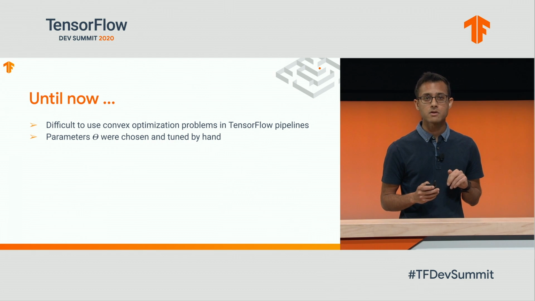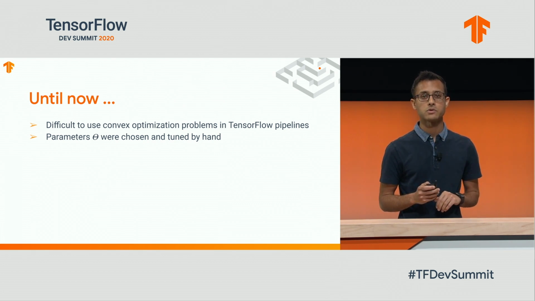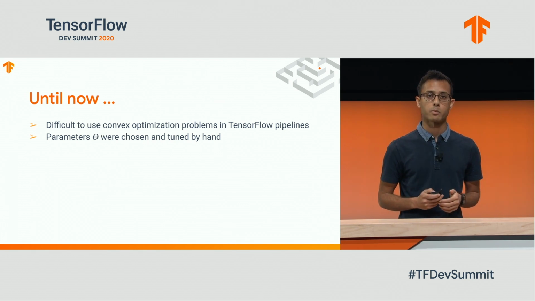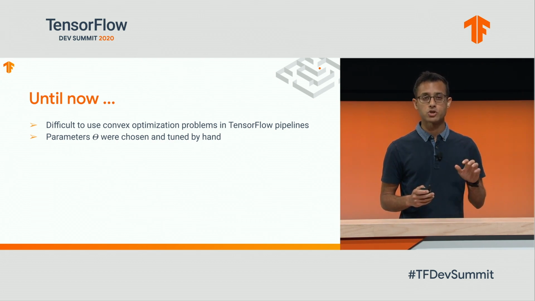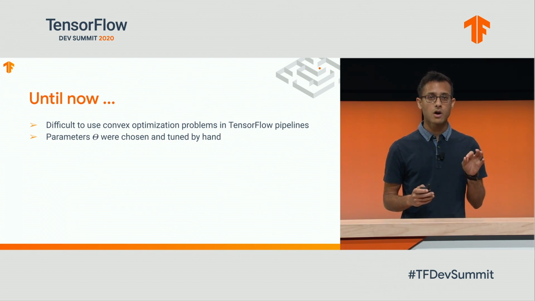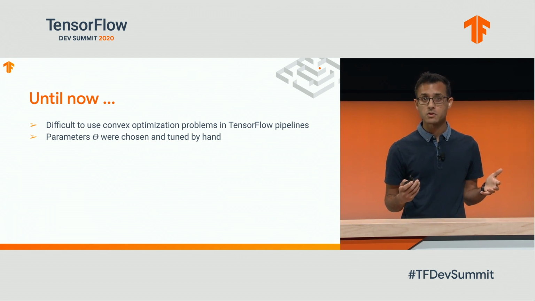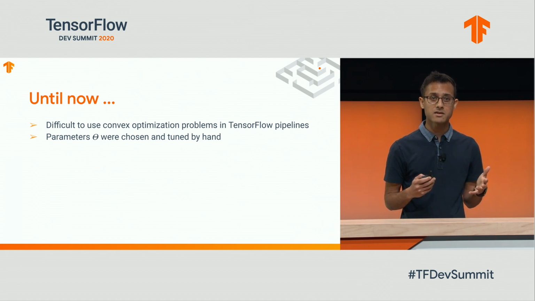Until now, it was very difficult, if not impossible, to use convex optimization problems in TensorFlow pipelines. And as a result, the parameters theta in the optimization problem were chosen and tuned by hand. So this means that the structure of the problem was often painstakingly crafted by a human. This process of choosing parameters in a problem is carried out in basically every field, and in different fields, it goes by different names. So in machine learning, we know it as hyperparameter tuning. It's an essential part of controls engineering. In finance, it's called backtesting.